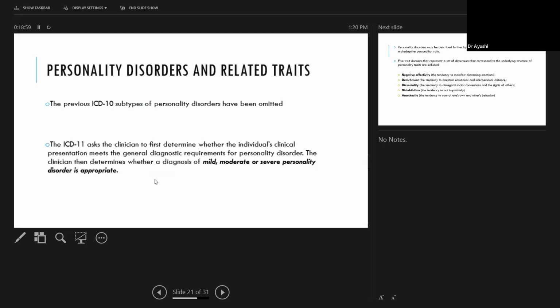Now, personality disorders and related traits. The previous ICD-10 subtypes of personality disorders have been omitted.